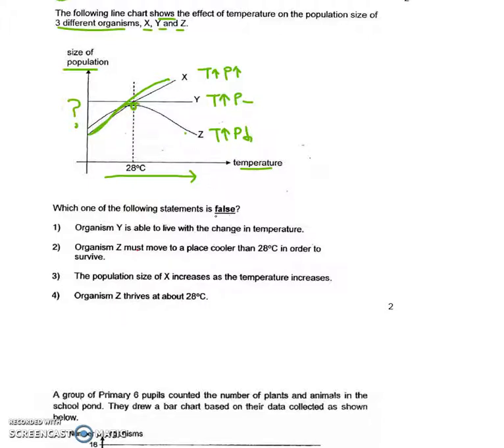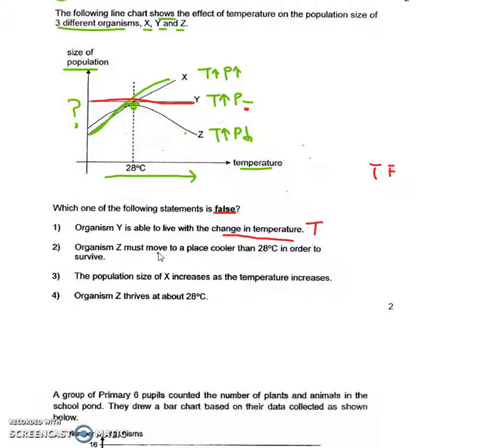Let's take a look at the answer. Which one of the following statements is false? Every time you see a question like this, what is true, what is false, always label T and F for true and false at the end of each option. After that, you just choose. Organism Y is able to live with the change in temperature. That's true because it doesn't get affected by the change in temperature at all. So this is a true statement.